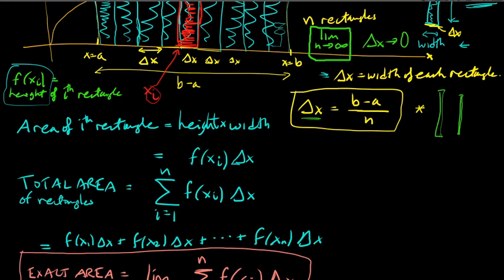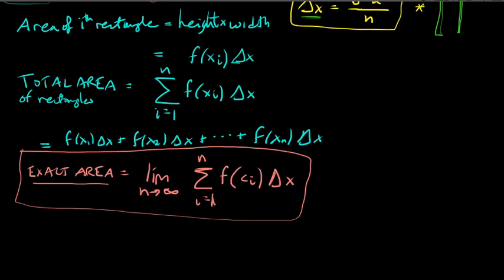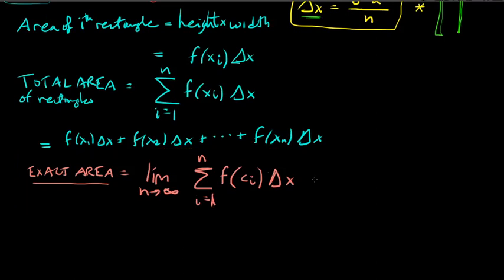Okay, so this gives us the area. I don't know if I should get ahead of myself a little bit here, but there's going to be a symbol for this. This is going to be the definite integral from x equals a to x equals b of the function f of x times dx. Now this might remind you of the indefinite integral, but this is called a definite integral.